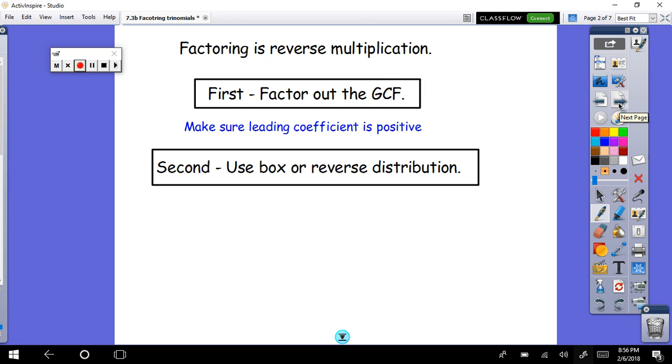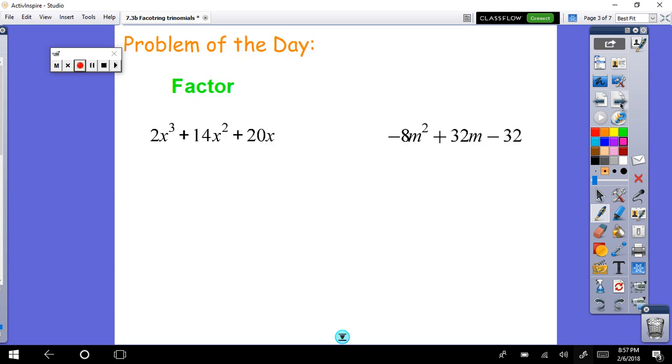The first thing you should look for is a greatest common factor and factor that out if possible. You always need to make sure that your leading coefficient is positive as well. And then I'm going to focus on the box method today, but you can use reverse distribution to factor as well. But this video will focus on the box method.